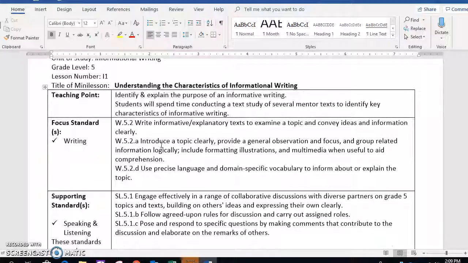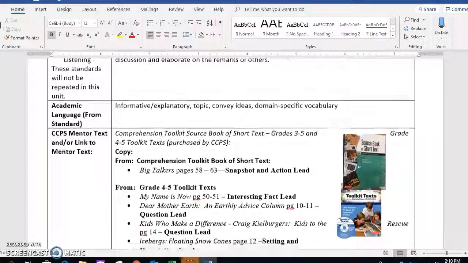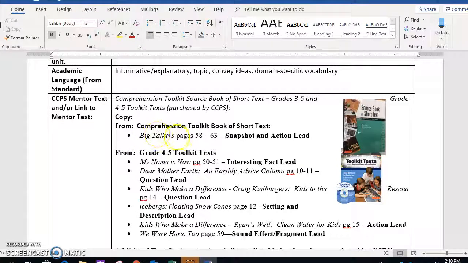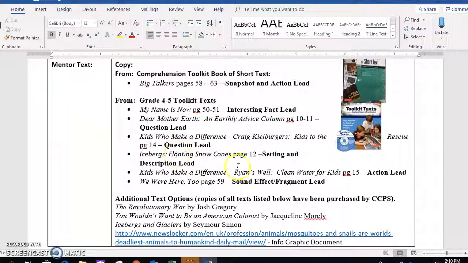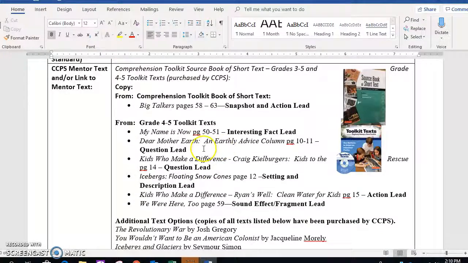So the first lesson I'll start out with, it's very similar to last year, Understanding Characteristics of Informational Writing. We're going to use the article Big Talkers again from the Comprehension Toolkit. There are other articles here that you can make copies of or just show them the different types of leads. And these are ways to start your piece of writing.